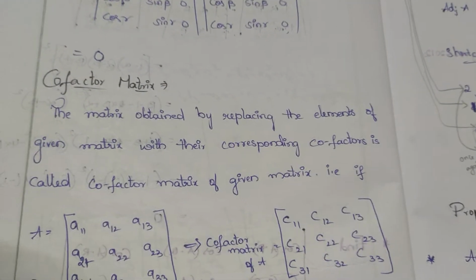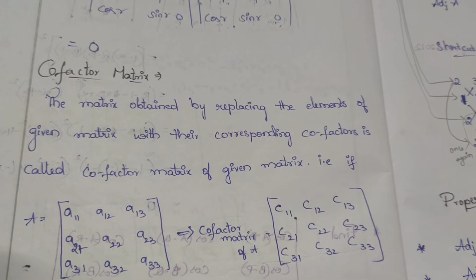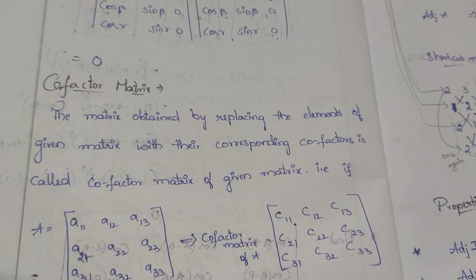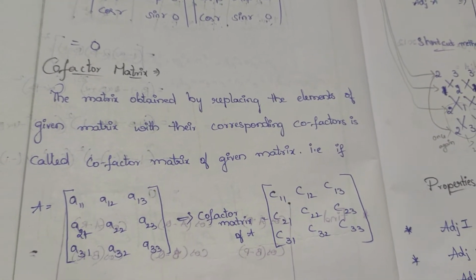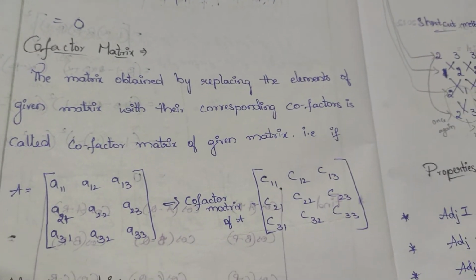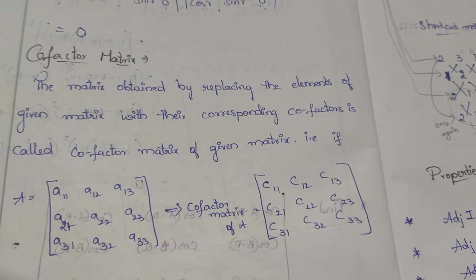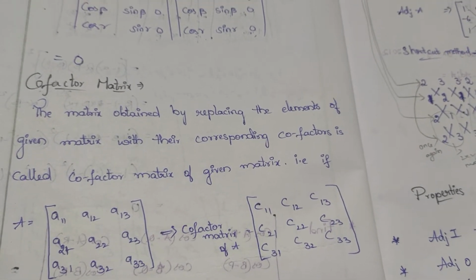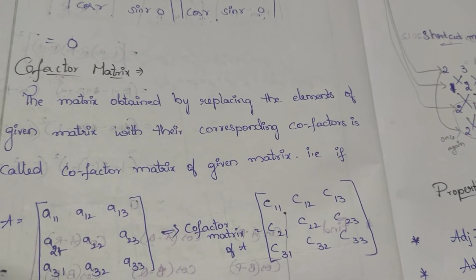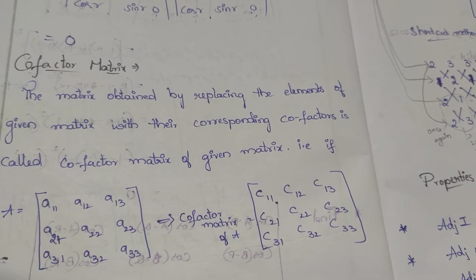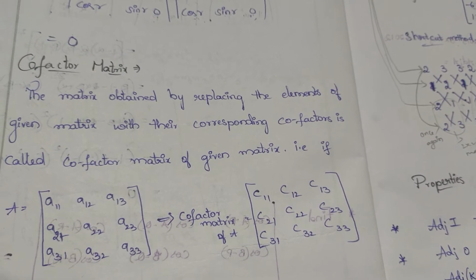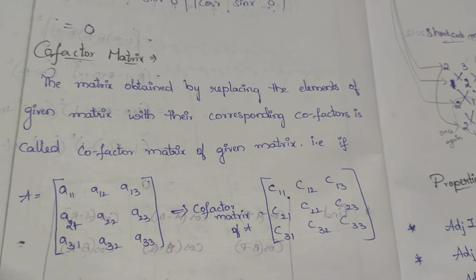Next concept, cofactor matrix. The matrix obtained by replacing the elements of a given matrix with their corresponding cofactors is called the cofactor matrix of the given matrix. Very, very important. You know what cofactors are? Cofactors means minors and cofactors, once you recall it. That is called the cofactor matrix of the given matrix.